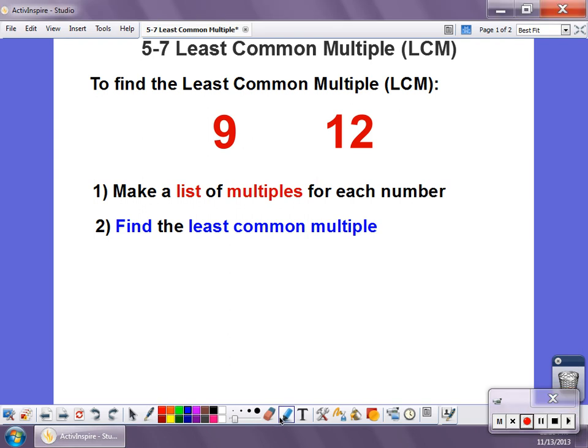Finding the least common multiple is going to be really important when you start doing operations with fractions. So today I'm going to teach you how to find the least common multiple, and we're going to start by looking at numbers, not fractions. So we'll just look at these two numbers, 9 and 12.